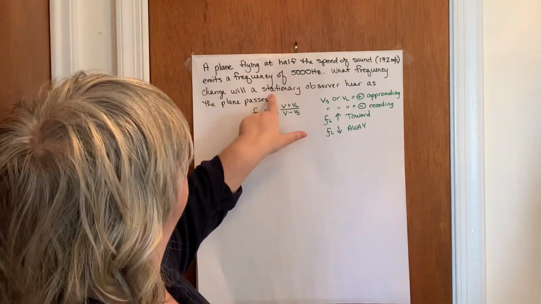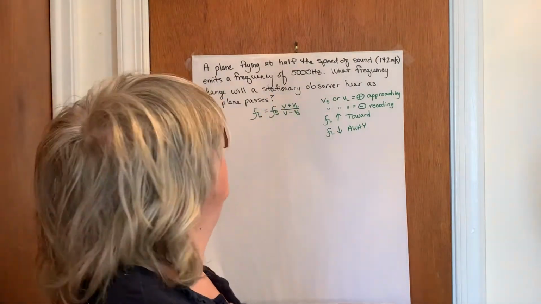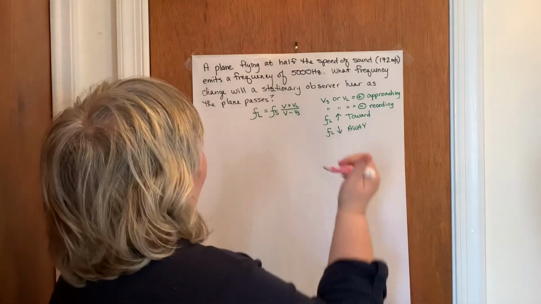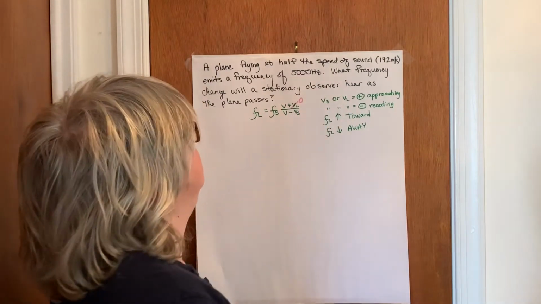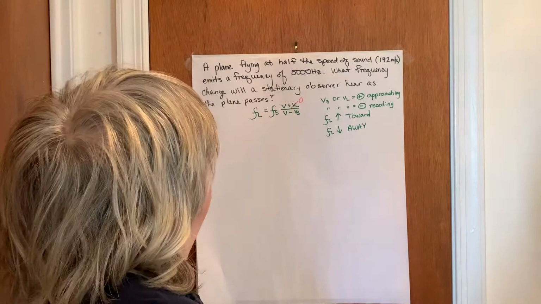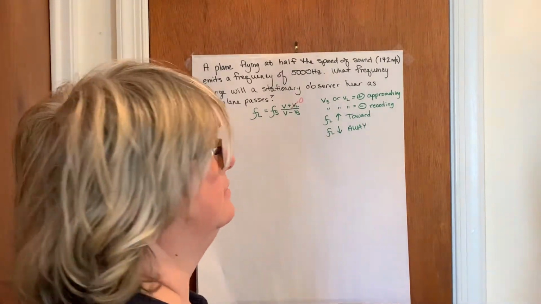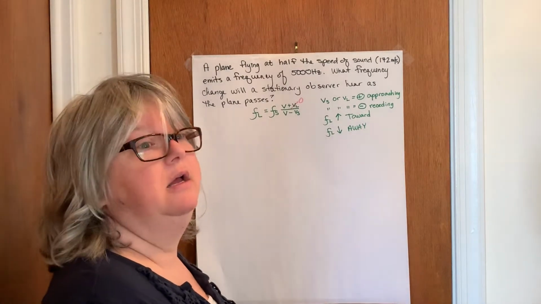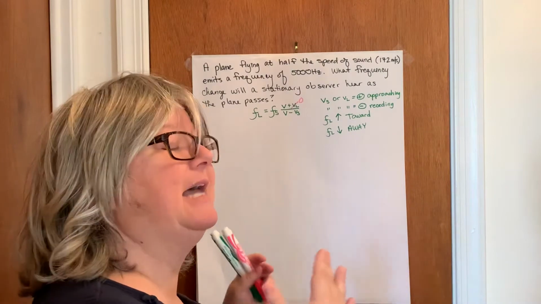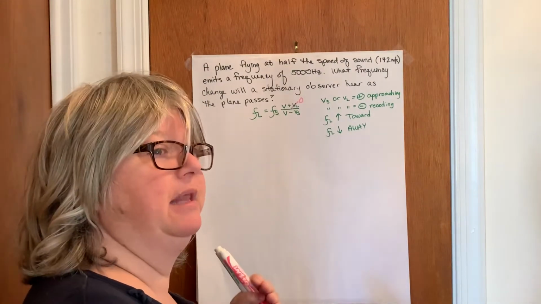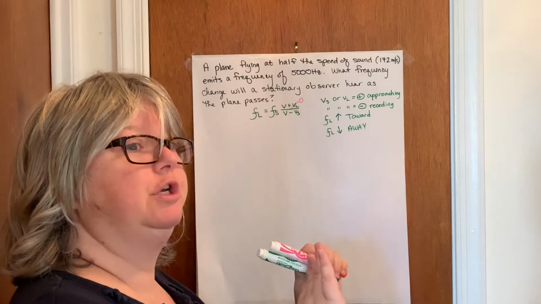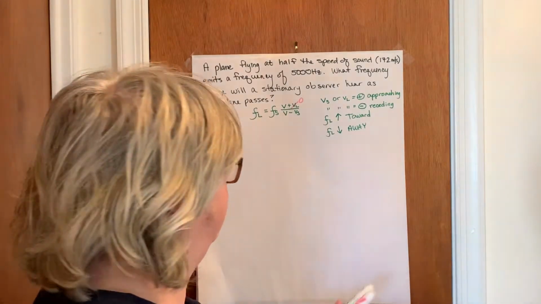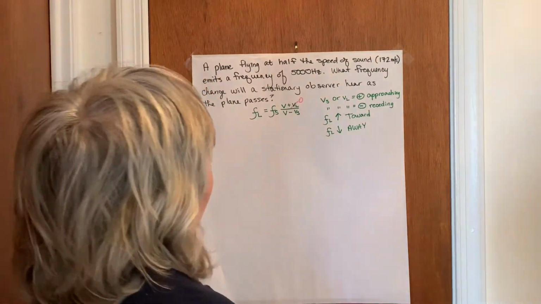First of all, my observer is stationary. That means that my velocity of my listener is going to be 0. That's throughout the problem. So now we want to know what the frequency change is going to be. I need to know what was the sound of the airplane as it approached, and then what was the sound as it moved further away. So let's start to plug in.